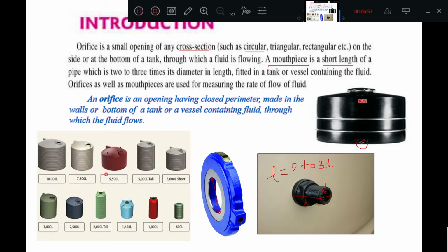So like this, these are liquid storage tanks of different quantities.